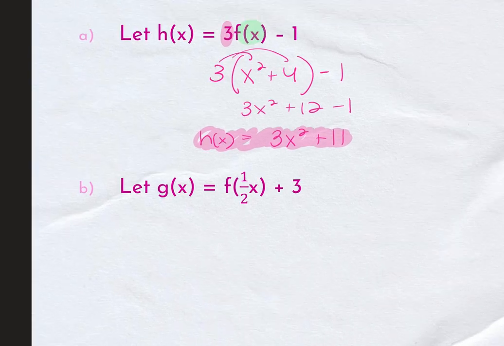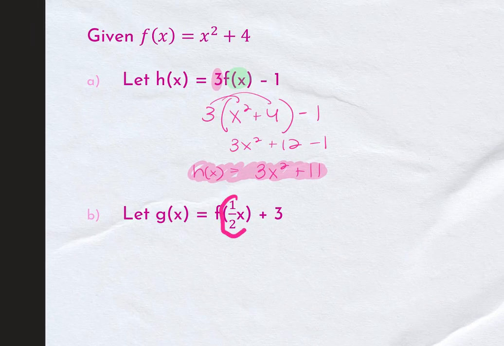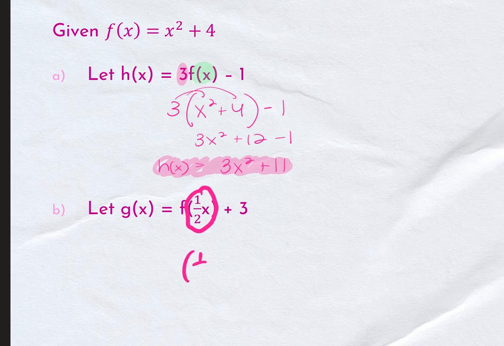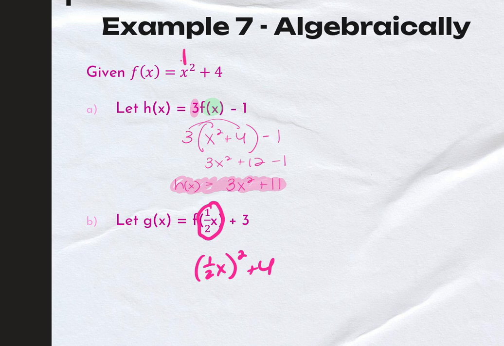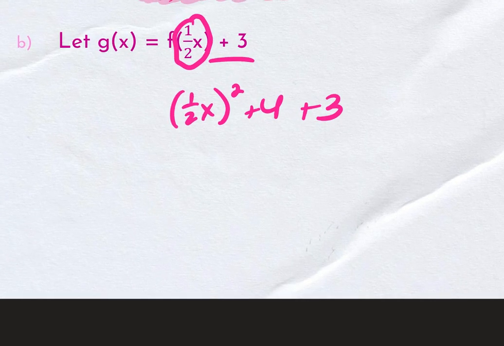All right, then go to B. This time my x changes, so what I plug in is a half x. So I'd get 1/2 x squared plus 4. That's what I would get by plugging in 1/2 x here. And then plus 3 comes after that. So 1/2 squared is a half times a half, or 1/4 x squared plus 7.